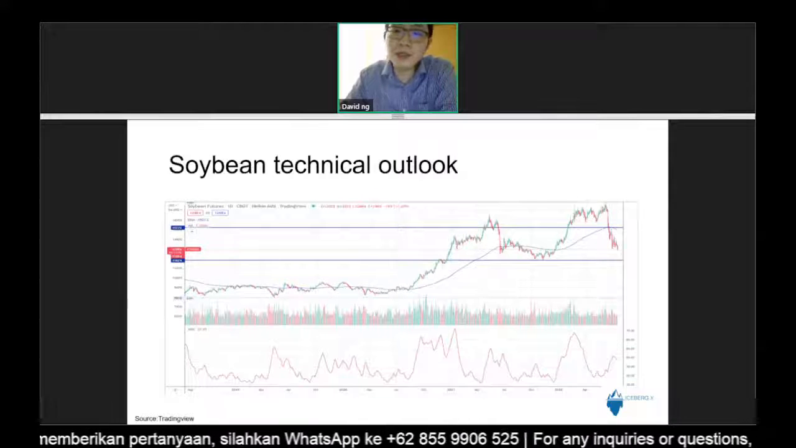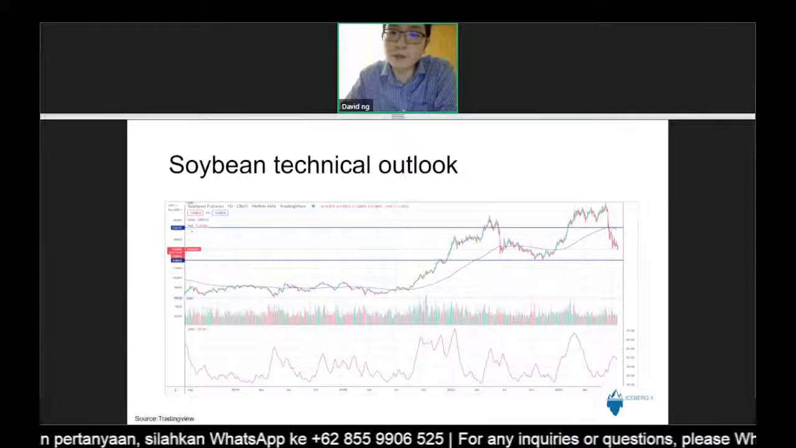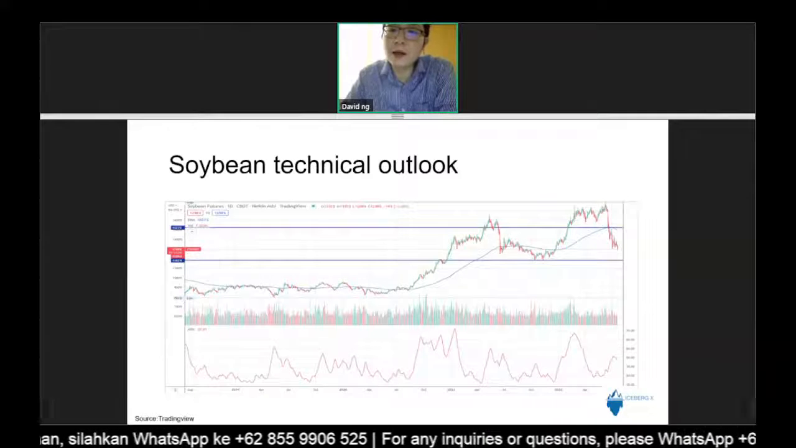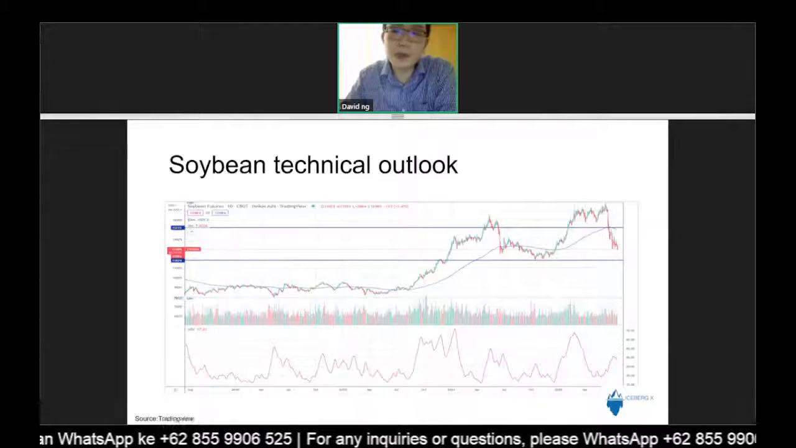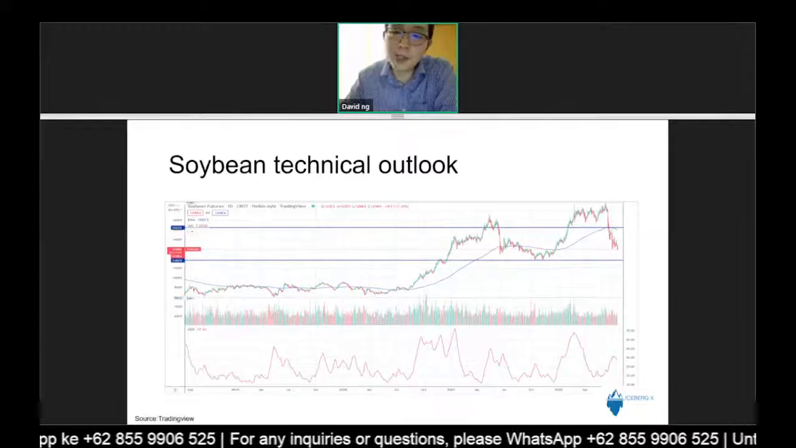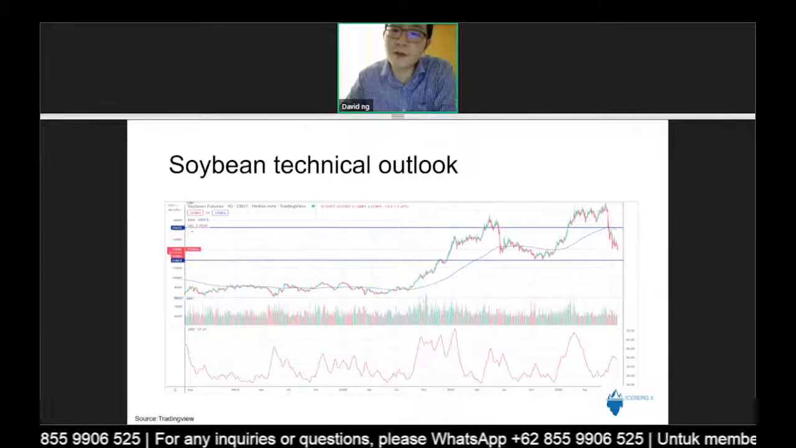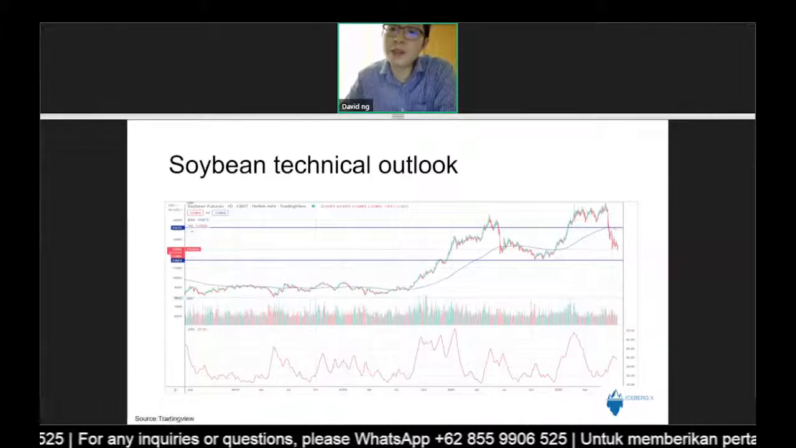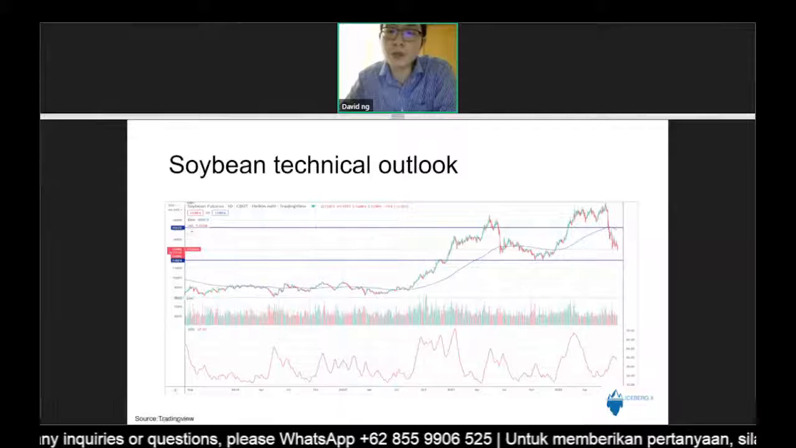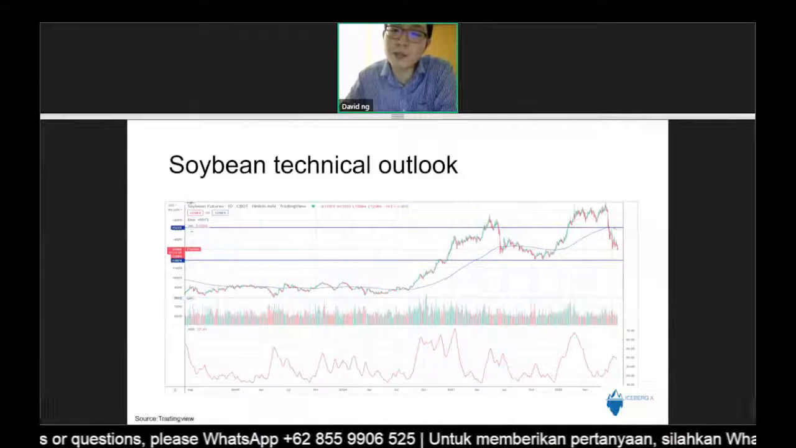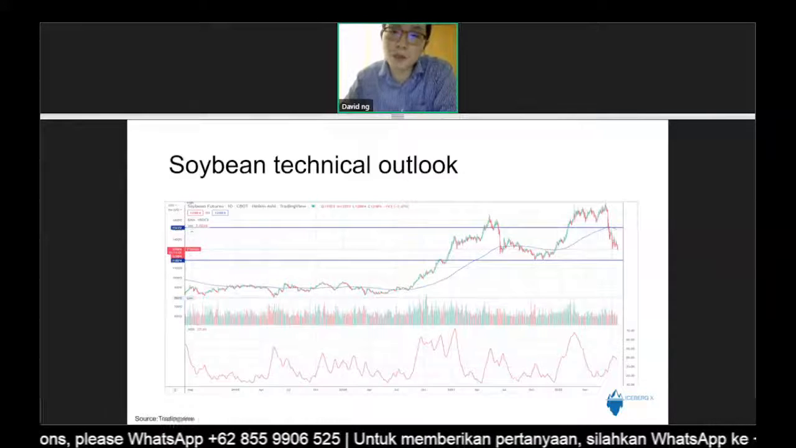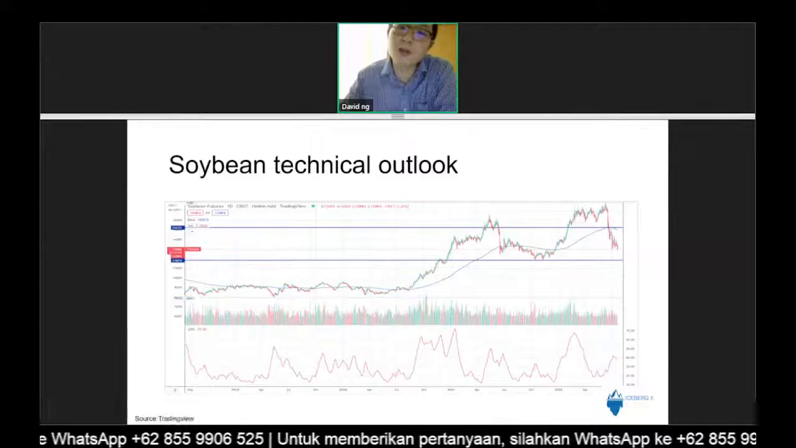Now, soybean is again very similar to the corn picture in terms of technicality. Again, I think the 200 period EMA is the major resistance point for soybean in the immediate term. So do watch out and pay attention to the 200 period EMA, because that's where there's going to be possible resistance for the corn and soybean markets.